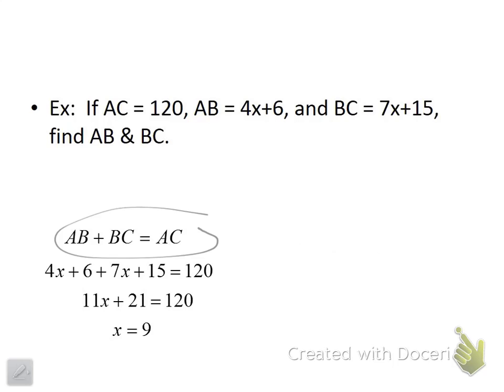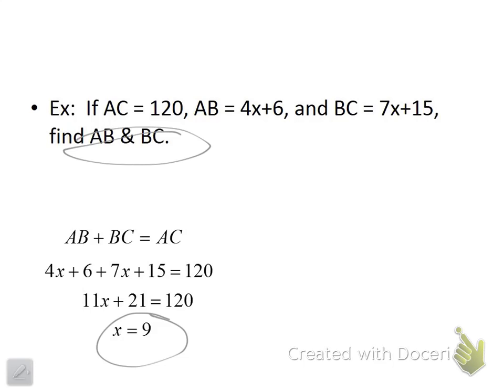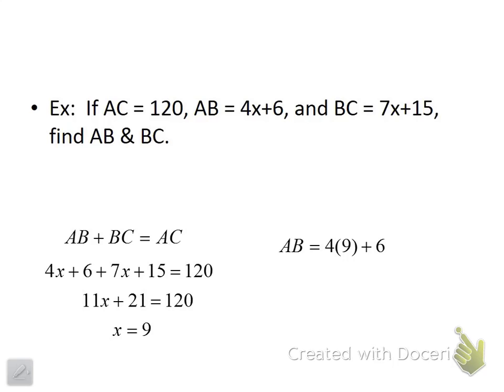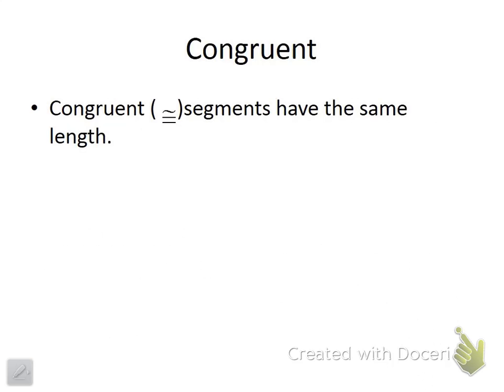Okay, but again, here we're trying to find AB and BC. We just found x to be 9. That's not telling me what AB and BC are. So I need to plug this x in for AB and BC to figure out the lengths of it. So AB equals, actually I think I just did this automatically. Let's see. Yep, AB equals 4 times 9, so we replace that x with 9, plus 6. So my AB equals 42. Then you have to do BC. You replace that x with 9 again to get 78. So my lengths are 42 and 78 for those.